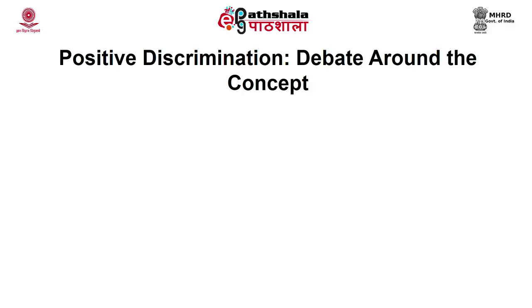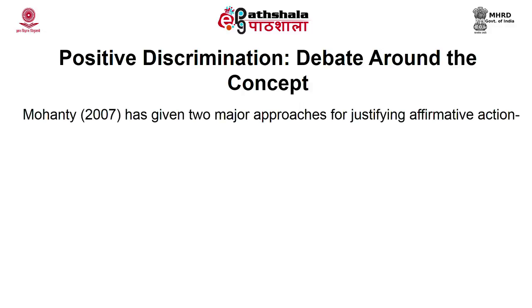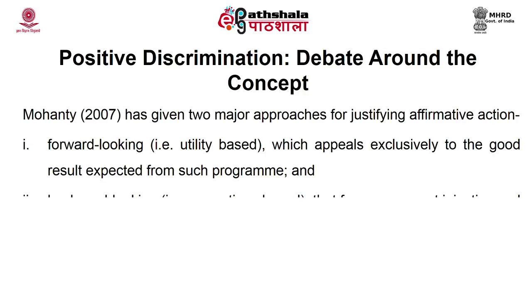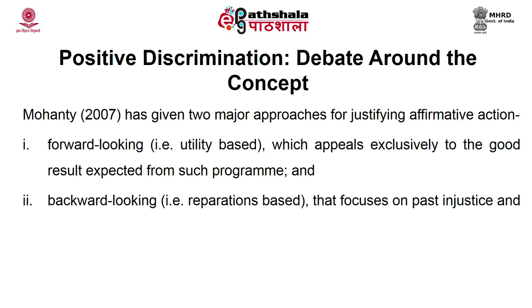Mohanty has given two major approaches for justifying affirmative action. First, forward-looking, that is, utility-based, which appeals exclusively to the good result expected from such a program. And second, backward-looking, that is, reparations-based, that focuses on past injustice and demands reparation.